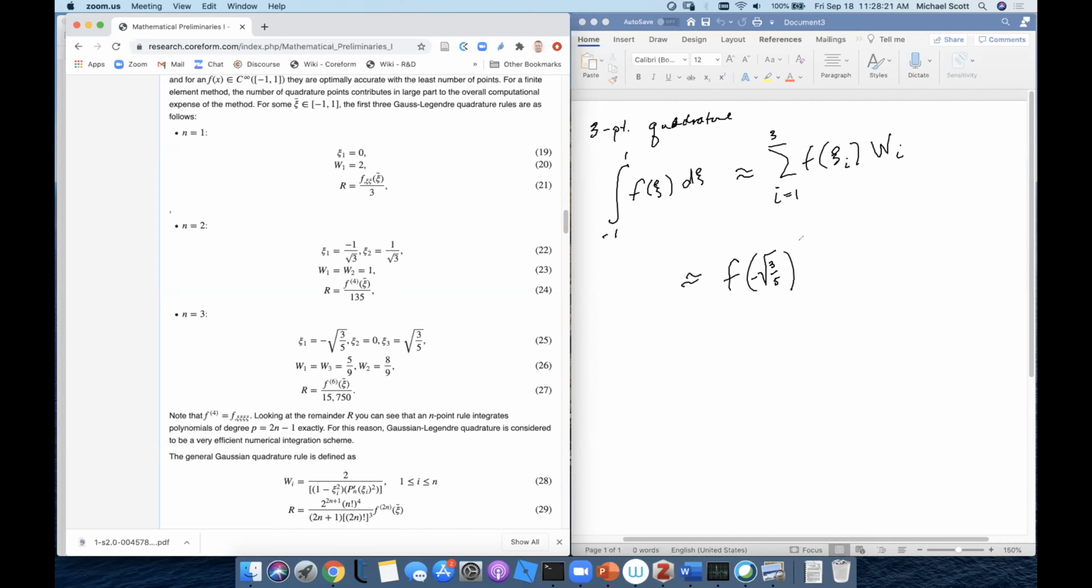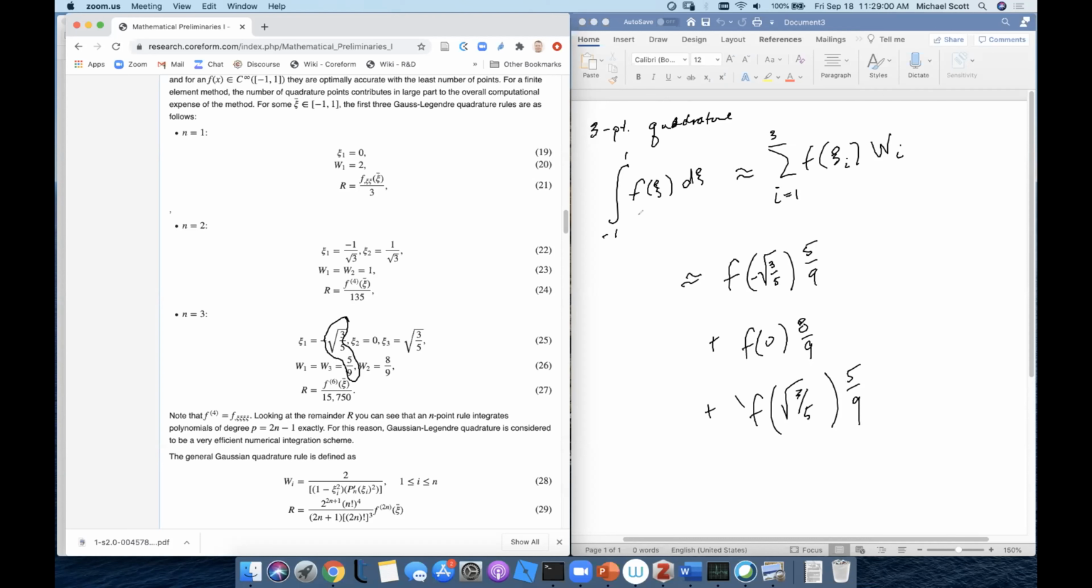It's going to be 5/9 plus, see, I'm just picking the numbers right up here. f at 0 times 8/9 plus f at root 3 over 5 times 5/9. So when I say use an n-point quadrature rule, in this case a 3-point quadrature rule, this is exactly what I mean. You just go and you look the numbers up, evaluate the function at the 3 points, and multiply by the weights, and that becomes your approximation to the integral.